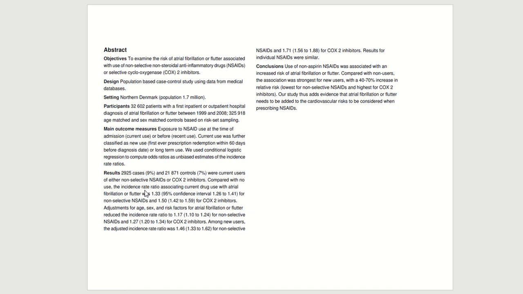The results: 9% of cases and 7% of controls were current users of either NSAIDs or COX-2 inhibitors. Compared with non-use, the incidence rate ratio associating current drug use with AFib or flutter was 1.33, with a confidence interval of 1.26 to 1.4 for the non-selective NSAIDs, and 1.5, with a confidence interval of 1.42 to 1.59, for the COX-2 inhibitors. Adjustment for age, sex, and risk factors for AFib and flutter reduced the incidence rate ratio to 1.17 for non-selective NSAIDs and 1.27 for COX-2 inhibitors. So I think this is enough for the article itself. As we go through the lecture, we'll come back to it.